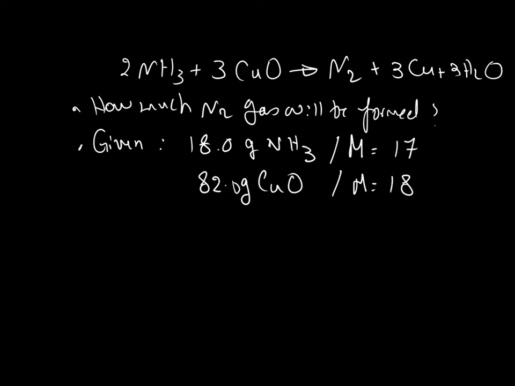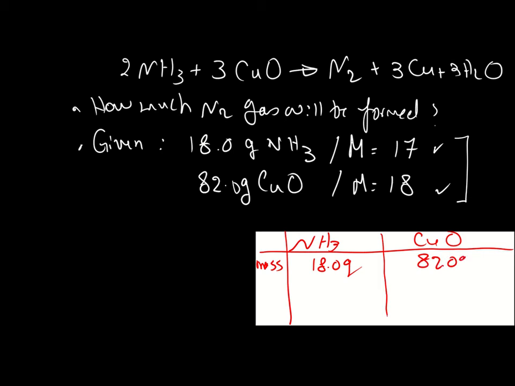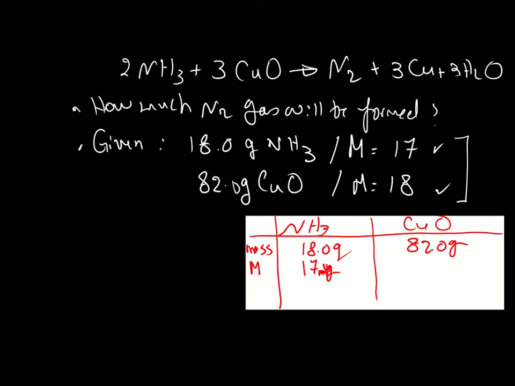How can we solve this problem? You are given two reactants. We can't solve any problem with two reactants unless you get the limiting reactant. In order to find the limiting reactant, draw a simple table and write what's given. First, you are given information about NH3, ammonia, and CuO, copper oxide. You are given the masses, here 18, and for copper oxide 82. You are given also the molar mass, 17 gram per mole of ammonia, and the molar mass of copper oxide is 80 gram per mole.